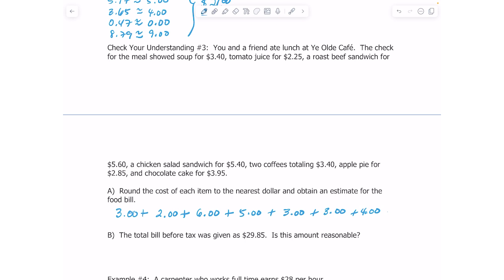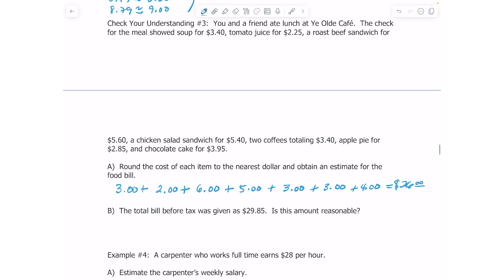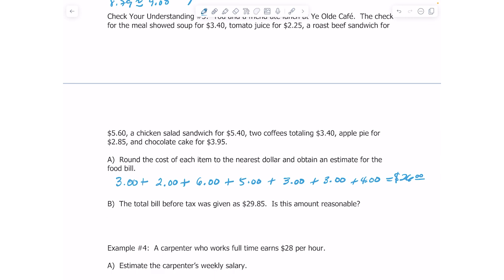And if I add those, 3 plus 2 is 5, plus 6, 11, plus 5 is 16, plus 3 is 19, plus 3 is 22, plus 4 is 26. So I'm getting about $26. Okay, so that's about what the bill should be.